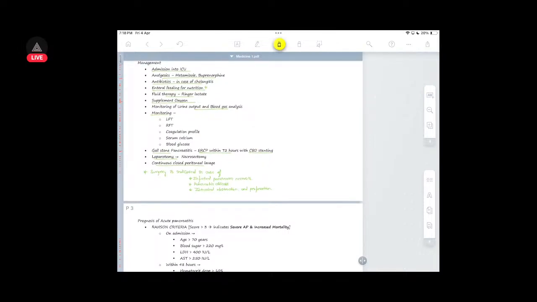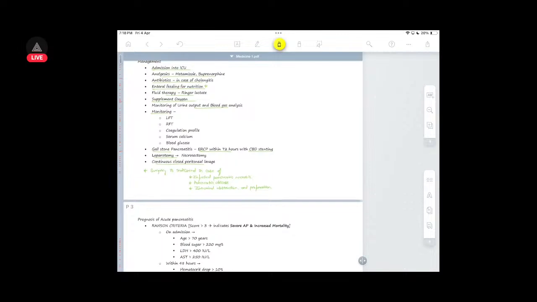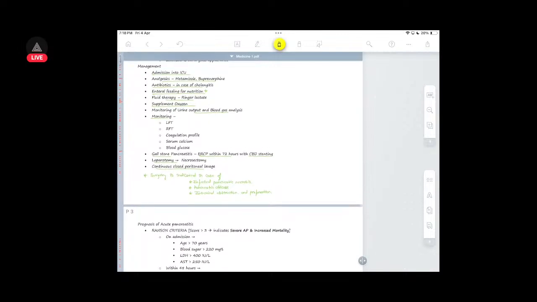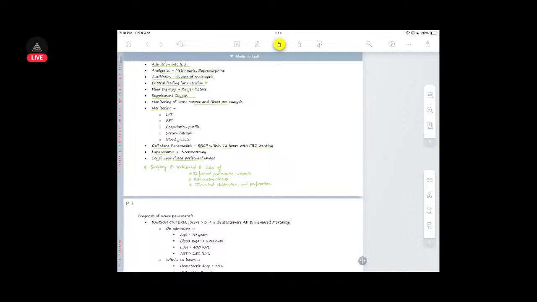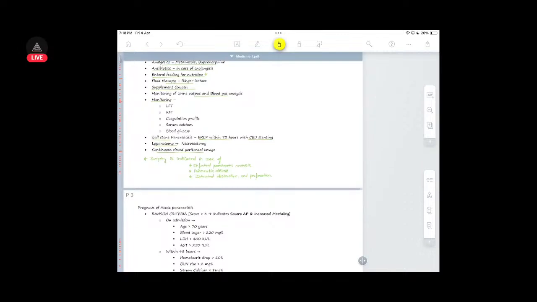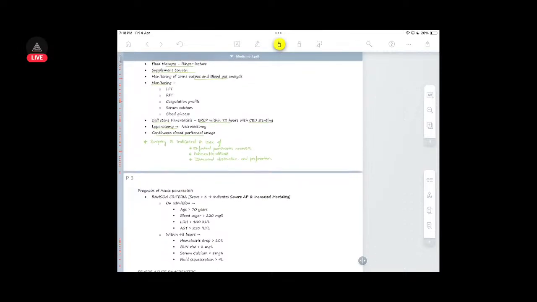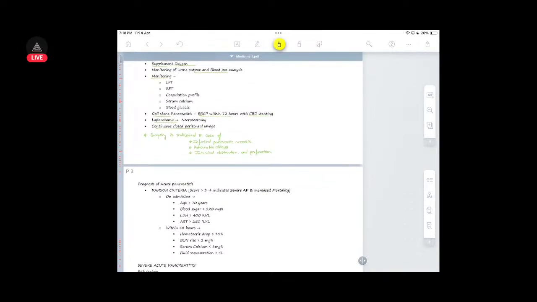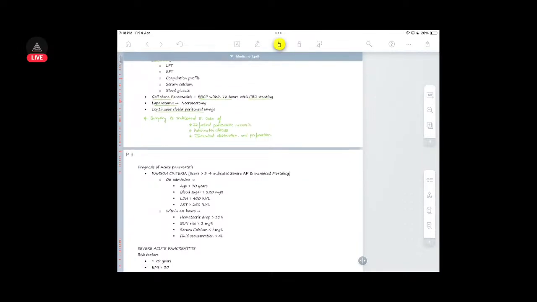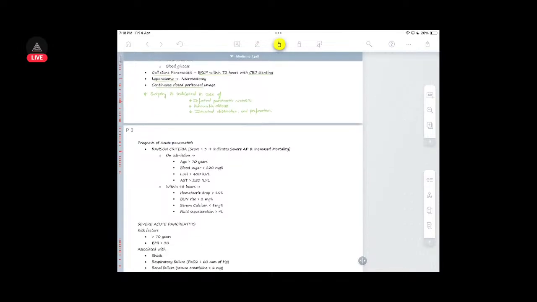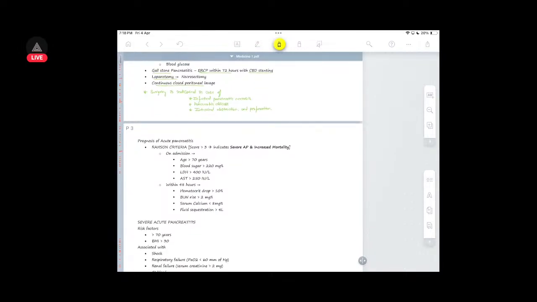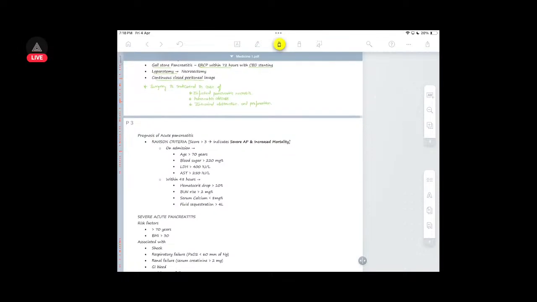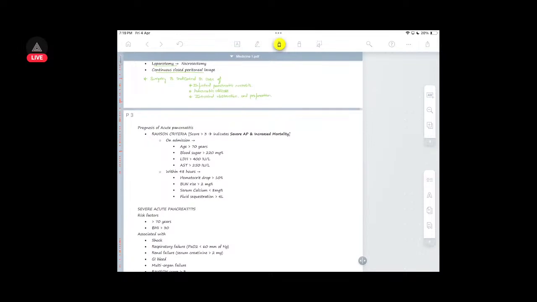Analgesics, you give metamizole, buprenorphine, and antibiotics in case of cholangitis. Enteral feeding for nutrition, fluid therapy with Ringer lactate. Supplementary oxygen is provided. Monitoring of urine output and blood gas analysis must be done. You can monitor RFT, LFT, coagulation profile, serum calcium, blood glucose. So gallstone pancreatitis, you have to do ERCP within 72 hours with common bile duct stenting. Then laparotomy, you have necrosectomy, and you have continuous closed peritoneal lavage.